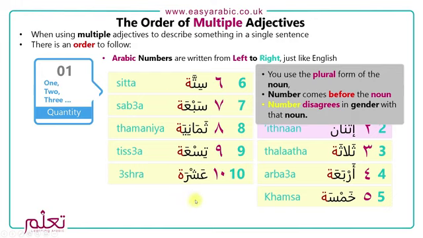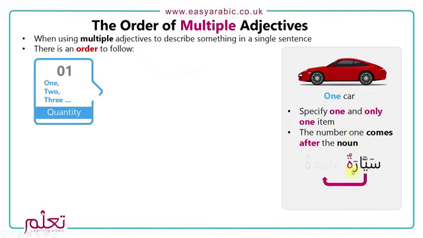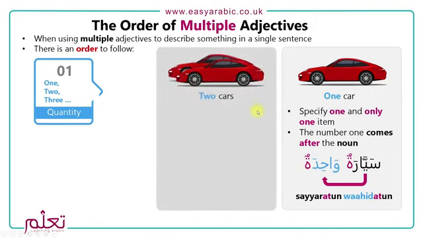Okay, just a recap again. One car specifies one and only one item. The number 1 comes after the noun. It's the only time it comes after the noun. So سيارة واحدة. When we talk about 2 cars or 2 items, the number 2 is not used. Instead, we use the dual rule.